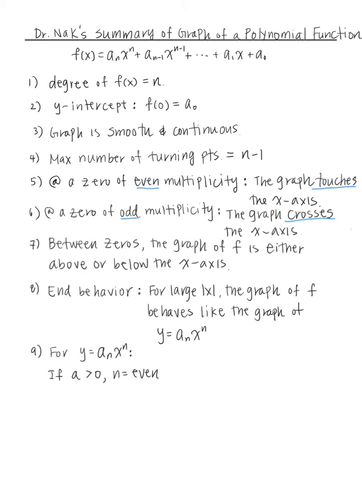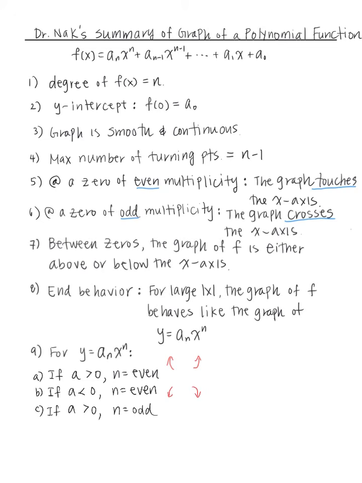So let's first go with if a is positive and n is even. So think of y equals x squared. The tail end is going to go this way. Next, if a is negative and n is even, then the tail end of the graph is going to go the other way around, which is both are facing downward. Think of it as y equals negative x squared or something like that.